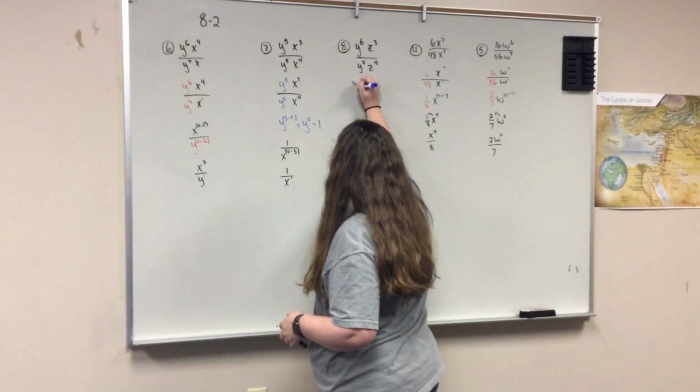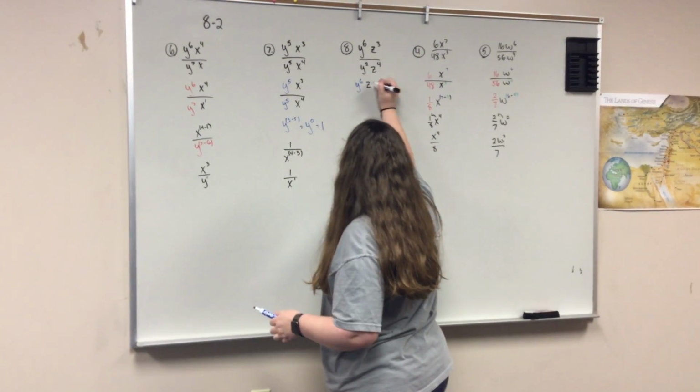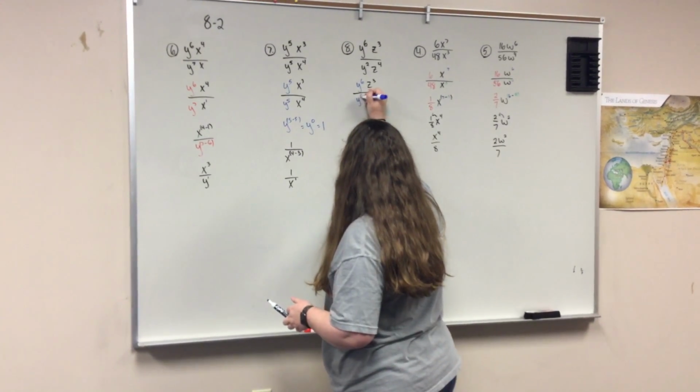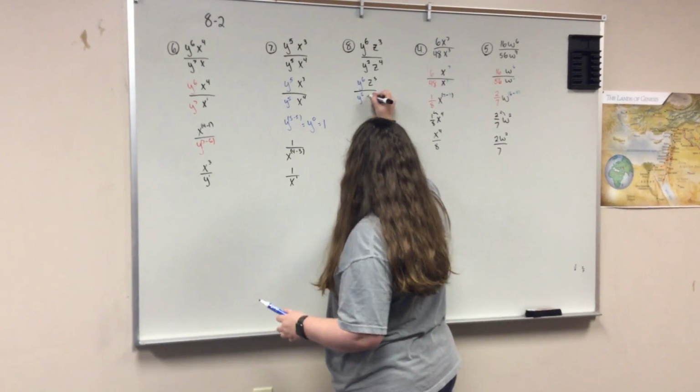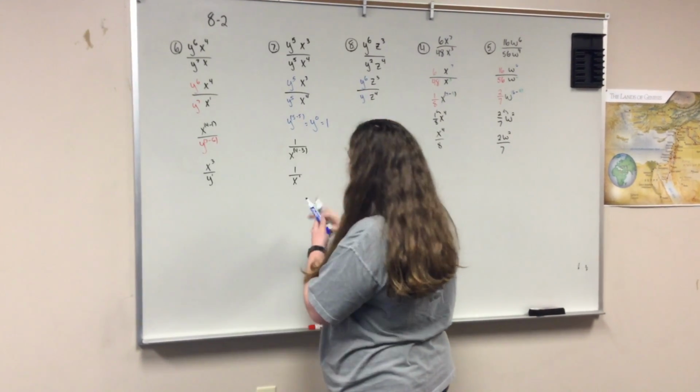So we can use y to the 6th, z cubed, over y squared, z to the 4th power. Oh, I messed up. That's a 2.